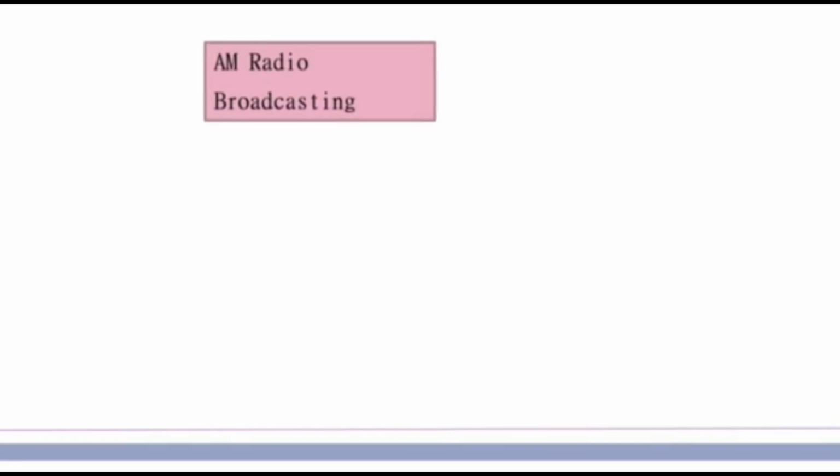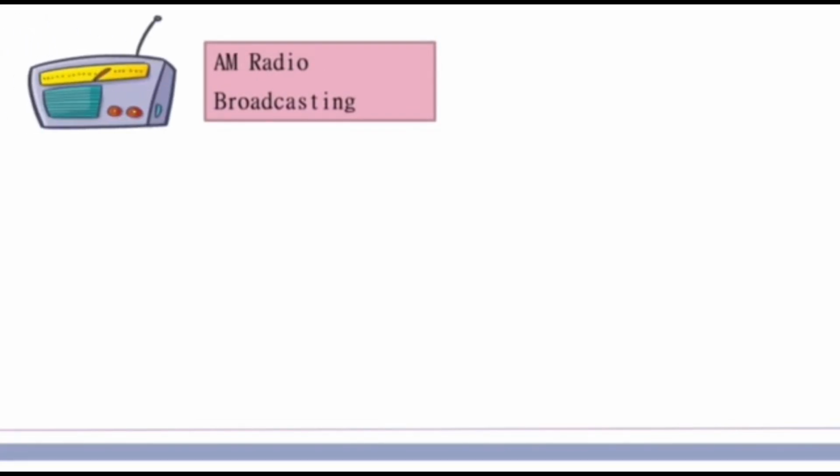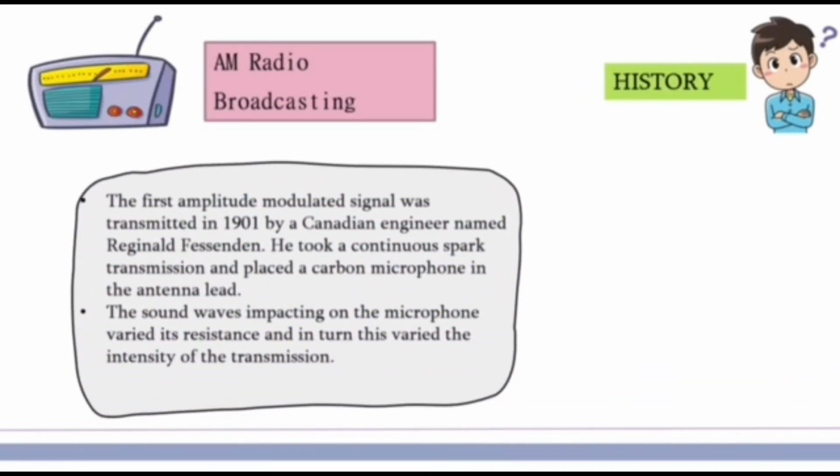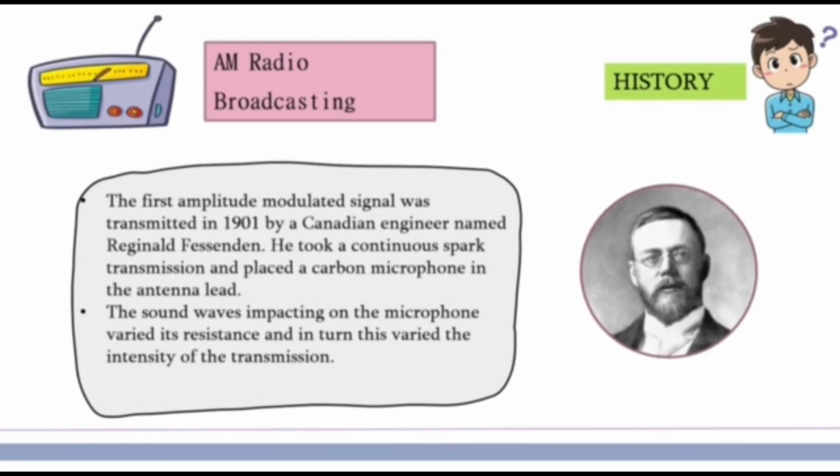Now, let's take one example application of amplitude modulation to see how it works, which is radio broadcasting. Before we go further with this application, let's see the history of it. The first amplitude modulated signal was transmitted in 1901 by a Canadian engineer named Reginald Fessenden. He took a continuous pulse transmission and placed a carbon microphone in the antenna lead. The sound wave impacting on the microphone varied its resistance, and in turn this varied the intensity of the transmission. Although very crude, signals were audible over a distance of a few hundred meters. There was a rasping sound caused by a spark.